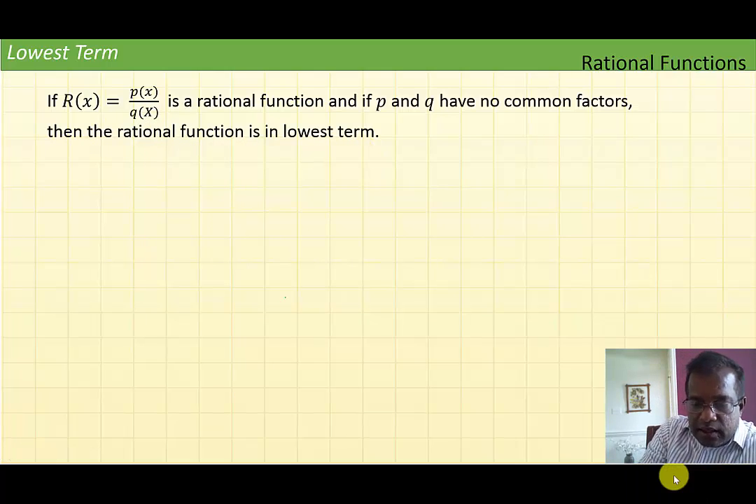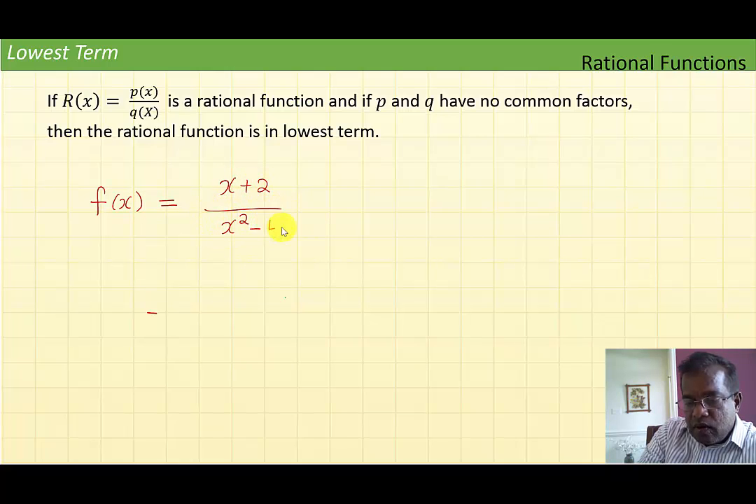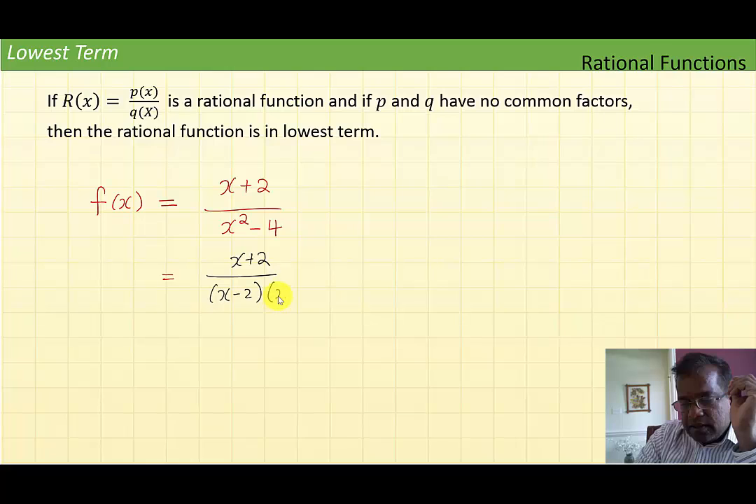Now if we get the example problem, we got f of x is equal to x plus 2 over x squared minus 4. So this rational function is not in lowest term because we can factor the denominator, which is x minus 2 times x plus 2. So this is not in lowest term because x plus 2 is a factor of both numerator and denominator.